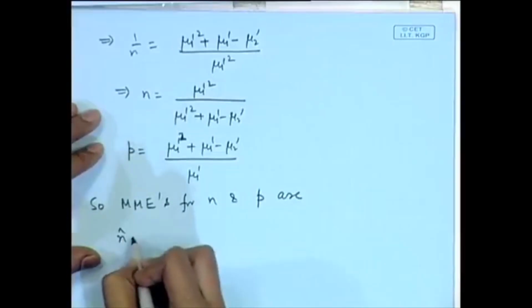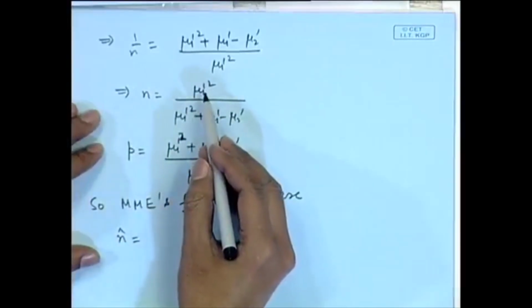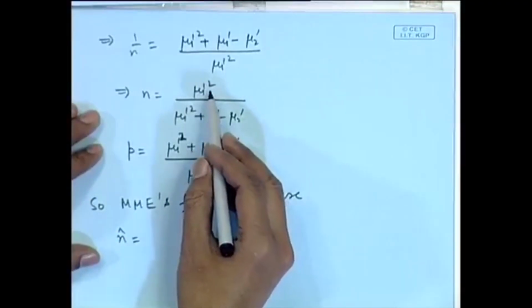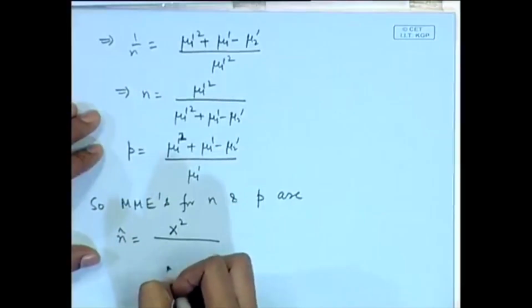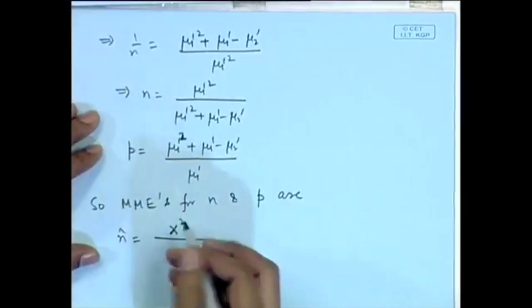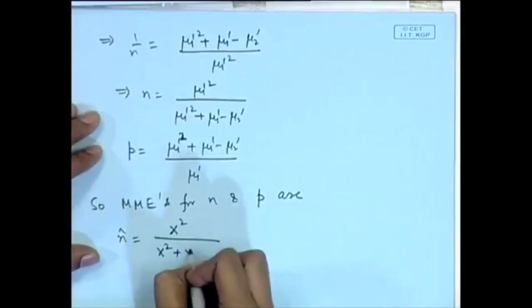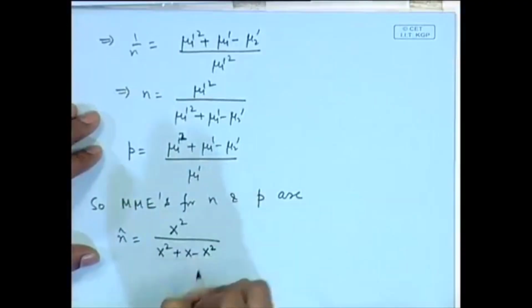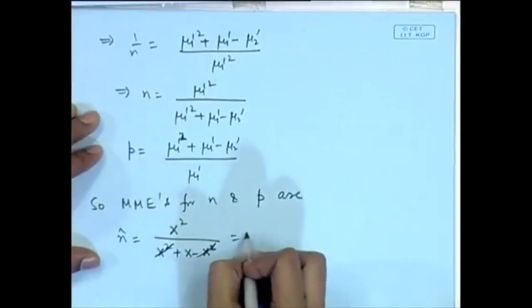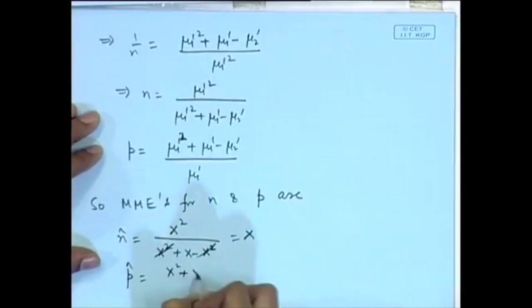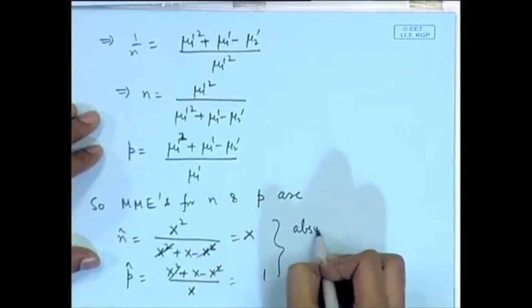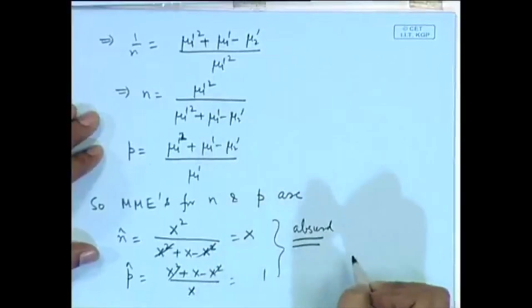so for n, now here I have taken only one observation x. So, we simply substitute x square divided by, now this will lead to some peculiar problem which you can see, x square plus x minus x square. This cancels out, you get only x. If you put p, then you will get x square plus x minus x square divided by x, which is cancelling out and you get only 1. This is leading to an absurd situation. Now, why is this coming?